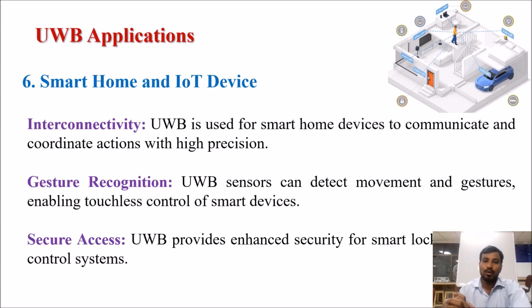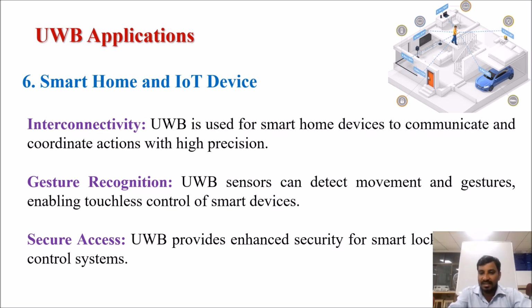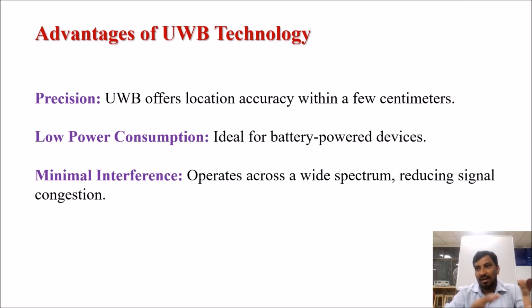Next one is smart home and IoT devices, which can be used for interconnecting multiple devices at different locations inside our house, which can have coordination between them. And next one is gesture recognition, because the UWB sensors can detect movement and gesture, which enables touchless control of smart devices. And next one is secure access. When you look at security, the UWB provides enhanced security for smart locks and access control systems. So we have seen a lot of applications where this UWB technology can be used.